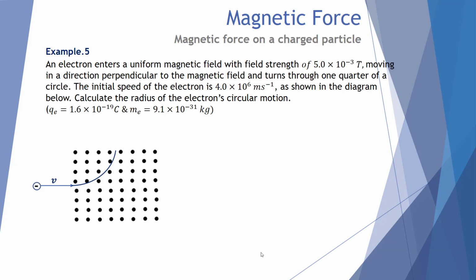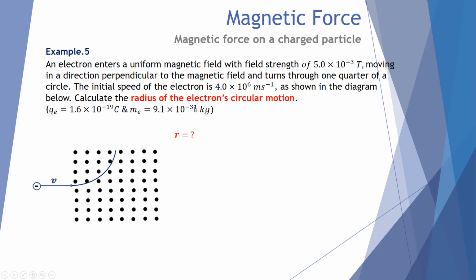Example 5. An electron enters a uniform magnetic field with strength of 5.0 by 10 to the negative 3 Tesla, moving in a direction perpendicular to the magnetic field and turns through 1/4 of a circle. The initial speed of the electron is 4 by 10 to the 6 meters per second, as shown in the diagram below. Calculate the radius of the electron's circular motion. So we have here also the additional information, the charge of an electron, 1.6 by 10 to the negative 19 coulombs, and the mass of an electron, which is 9.1 by 10 to the negative 31 kilograms.